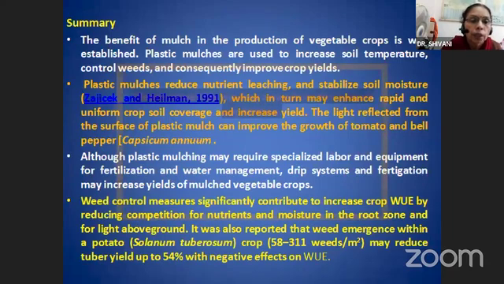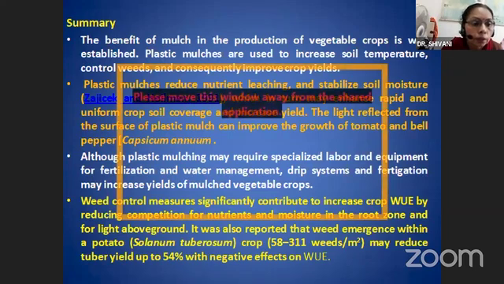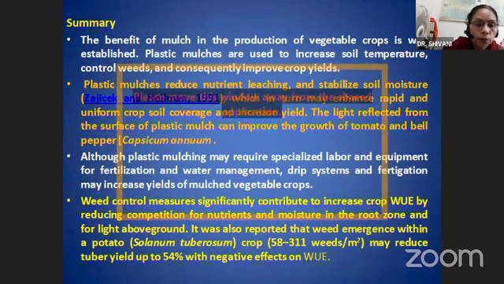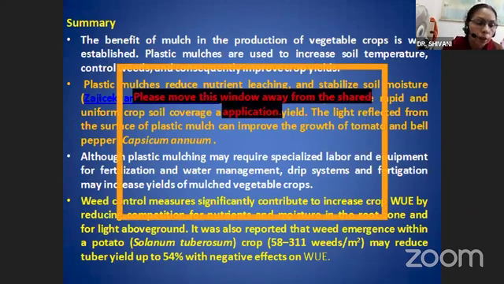Plastic mulches reduce nutrient leaching and stabilize soil moisture. Then the light reflected from the surface of plastic mulch improved the growth of tomato and other crops. Plastic mulching requires specialized labor and equipment for fertigation and water management. Drip systems and fertigation may increase yields of mulched vegetable crops. Then weed control measures significantly contribute to increasing crop water use efficiency by reducing competition for nutrients and moisture in the root zone, and for light above ground.